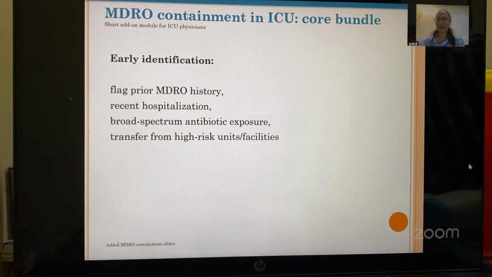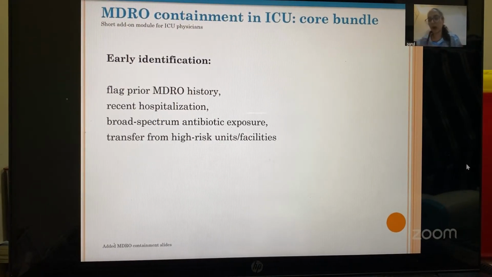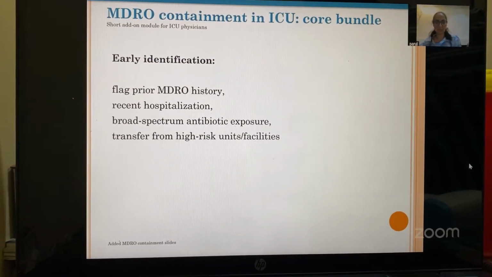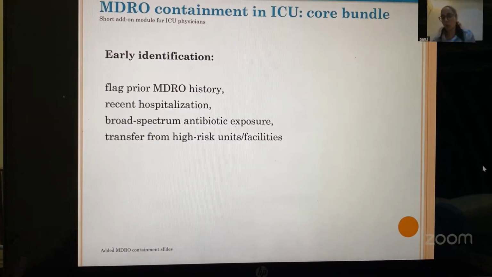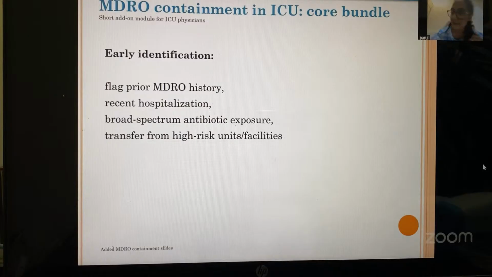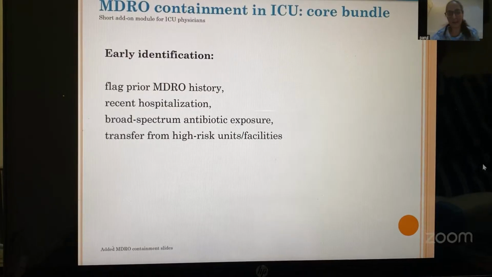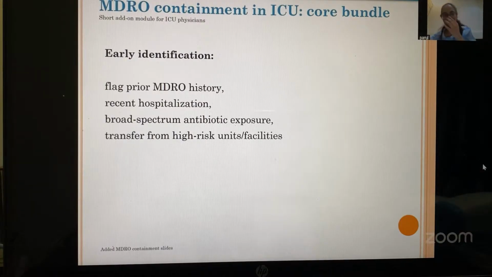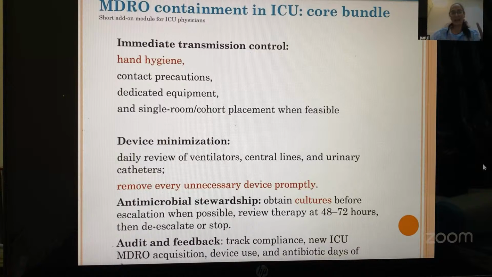So what is the core bundle? Everything in this would sound very obvious, but doing it together is what matters. We need to identify it early. So what helps us to identify it early? Any recent history of hospitalization, ask your patients about recent history of antibiotic exposure, if they have been transferred from a long-term care facility or have had repeated infections in the recent past, any previous history of multi-drug resistant organisms. So it's a very, very important part of our history taking to identify patients who have a high risk for an MDR infection.